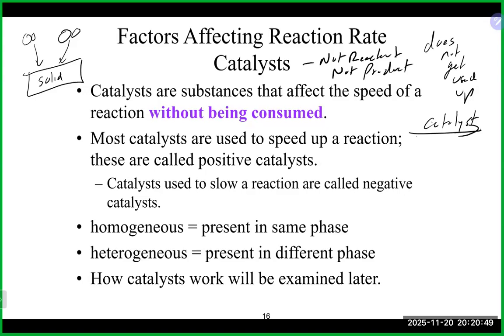Sometimes we need a catalyst because the environment needs to be correct, like a pH. So sometimes we use an acid as a catalyst or something like that to get everybody in the right pH range for things to work. A catalyst could be homogeneous, meaning it's in the same phase as the reactants. It can also be heterogeneous as well.